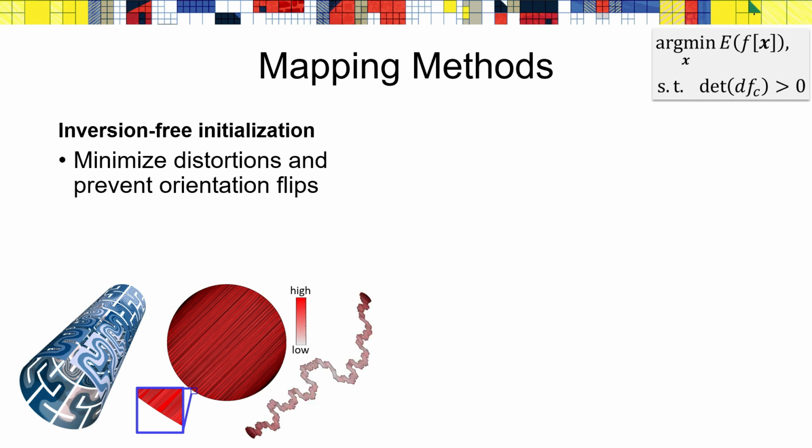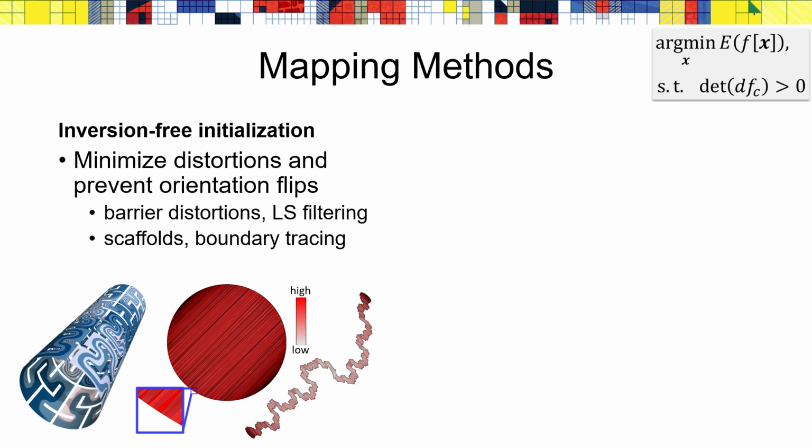And there are many methods for keeping the initial orientation of a simplicial map during optimization, such as a design of distortion measures with special barrier properties. We'll discuss it in the next slides. Other methods for keeping positive orientation are line search filtering, and there are also methods for keeping global bijectivity, which we'll discuss at the end of the presentation.